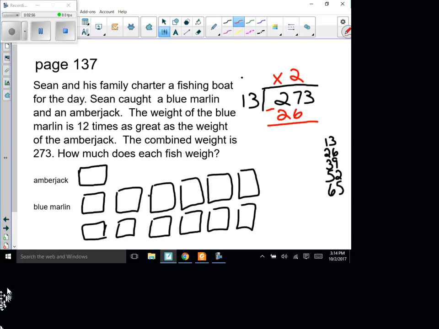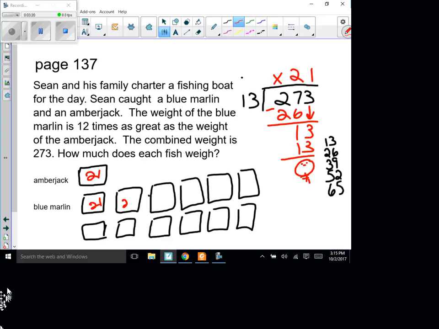And then we subtract them. We have 1 here, and I'm going to bring down the 3, so we have 13. And 13 goes into 13 1 time. We multiply it out, and you have your little guy. Okay, so we have 21. So I know that the amberjack weighed 21 pounds.